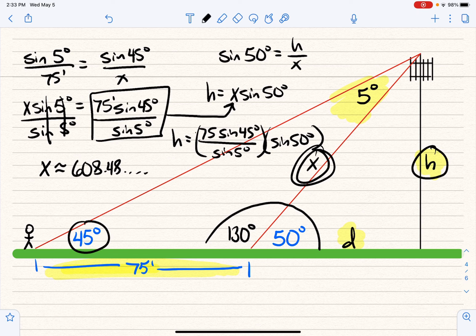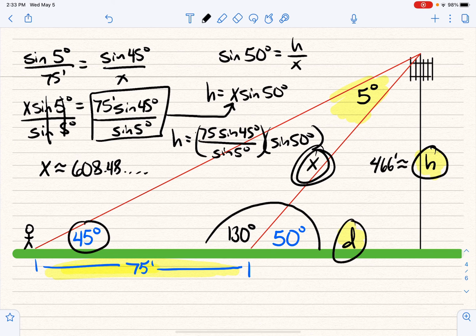So I can say 75 times the sine of 45 degrees, close the parentheses, divided by the sine of 5 degrees, close the parentheses, times the sine of 50 degrees, close the parentheses. And when I do that, I get 466.12. So we're going to say the height is about 466 feet. All right?